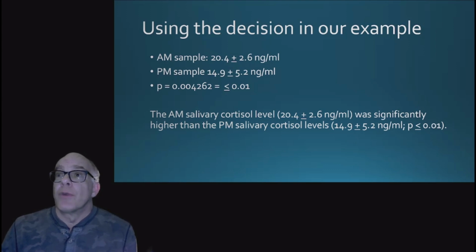And so the AM cortisol levels were significantly higher than the PM salivary cortisol levels (14.9 plus or minus 5.2 nanograms per mil), and then we add the p-value in the sentence as well to provide the evidence that we ran the statistics, and the statistics show that there is a true statistically significant difference between the two things that we're comparing here. In this case, we're going to put p less than or equal to 0.01 and then close the parenthesis and close the sentence out.